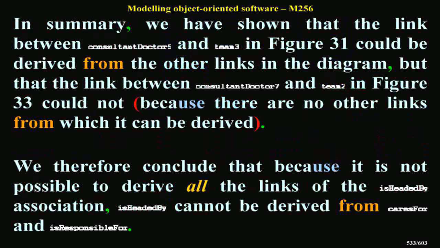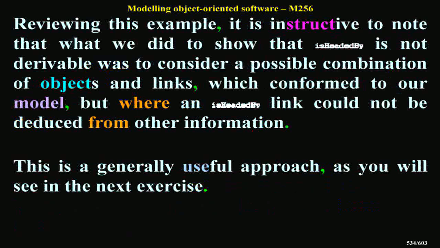In summary, we have shown that the link in figure 31 could be derived from the other links in the diagram, but that the link in figure 33 could not because there are no other links from which it can be derived. We therefore conclude that because it is not possible to derive all the links of the association, it cannot be derived from the other two. Reviewing this example, it is instructive to note that what we did to show that it is not derivable was to consider a possible combination of objects and links, which conform to our model, but where a link could not be deduced from other information. This is a generally useful approach, as you will see in the next exercise.